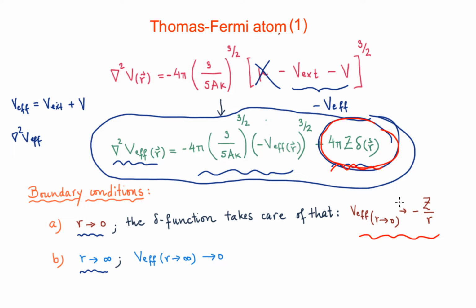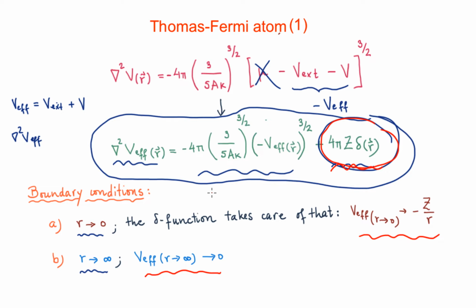And the other boundary condition corresponds to the very large distances from the center, and as we have said before, everything decays. Because the external charge is localized at the center, the induced electronic density decays to 0, so the effective potential has to decay also to 0. So these are the two boundary conditions, and besides that we also have this equation here.